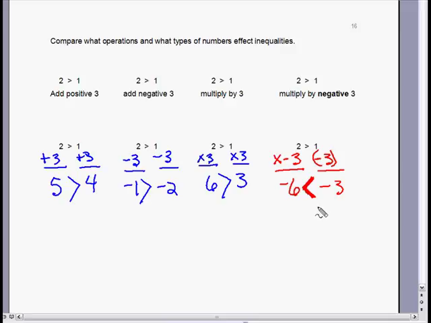So this inequality now points in the opposite direction. It started by saying that 2 was greater than 1, and after multiplying by this negative 3, it now says that negative 6 is less than negative 3. So anytime you multiply, or if you're in the habit of doing it, if you divide by a negative number, the inequality will point in the other direction.